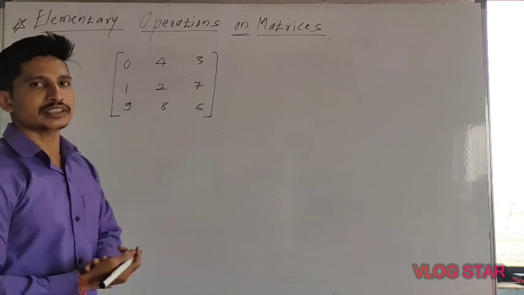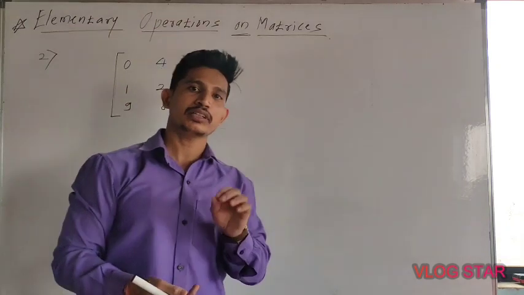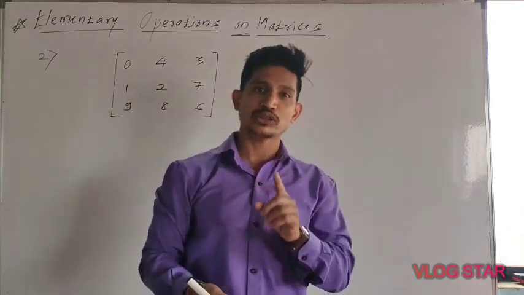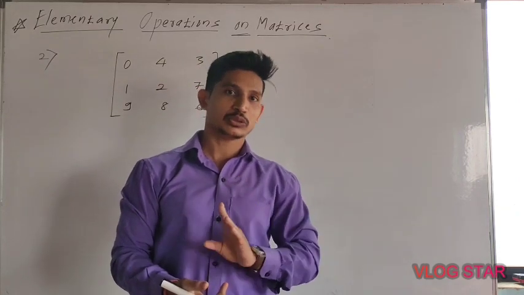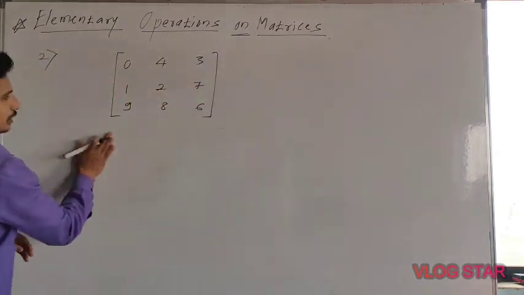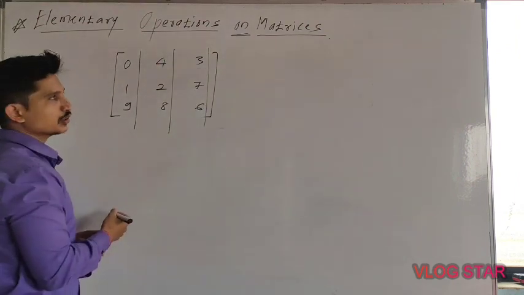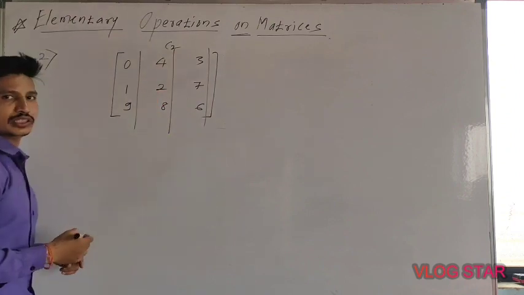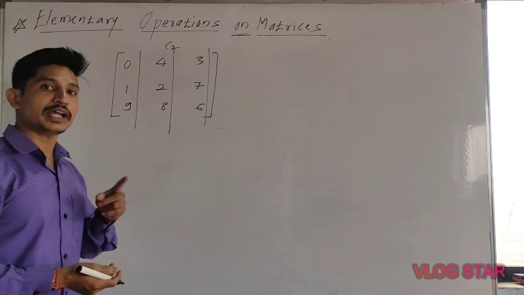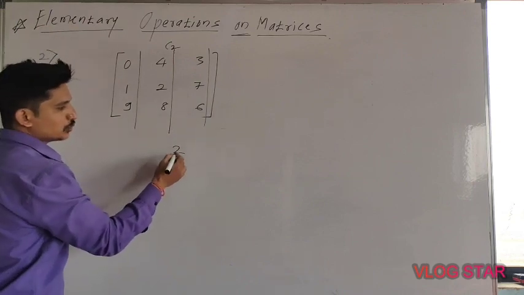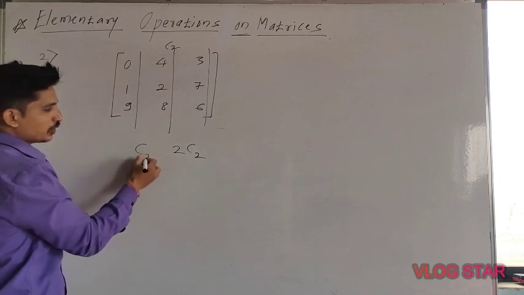I told you that we can multiply any row or any column by a non-zero number. Non-zero means we can take positive numbers and negative numbers also, but we can't take 0 here. Suppose this is column 1, column 2 and column 3. Column 2 is this here. I want to multiply column 2 by the non-zero number 2. So how to write that? Column number 2, I am multiplying by 2 here.